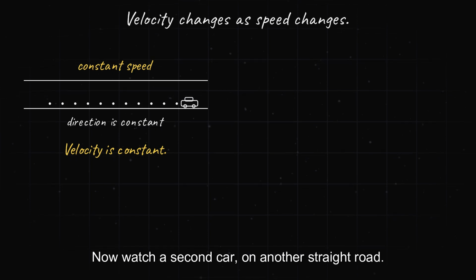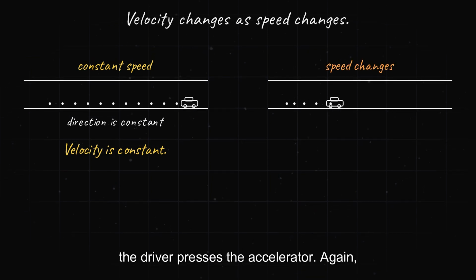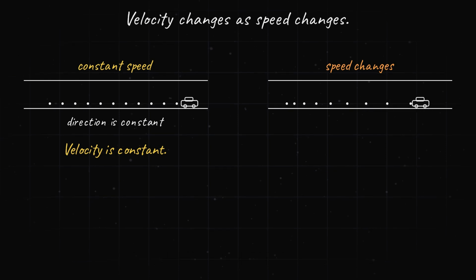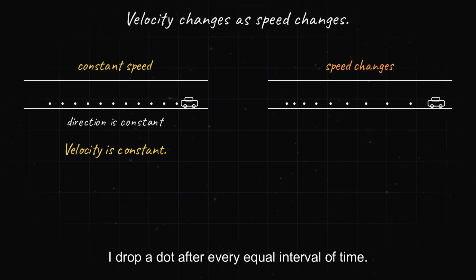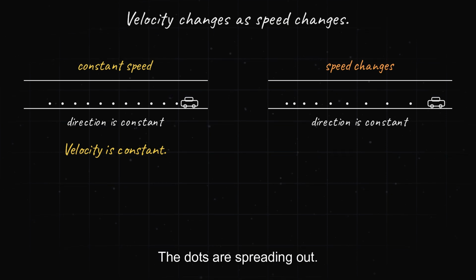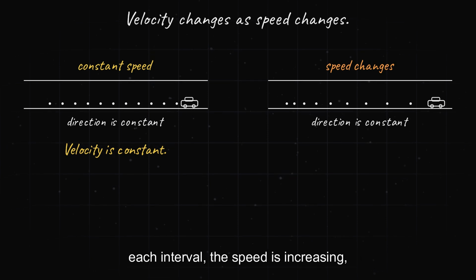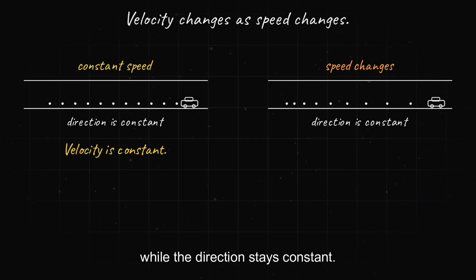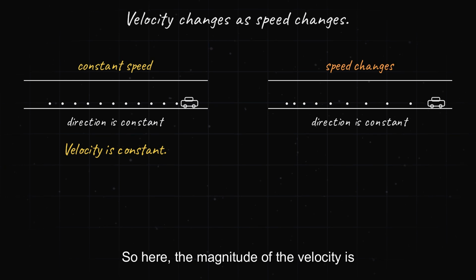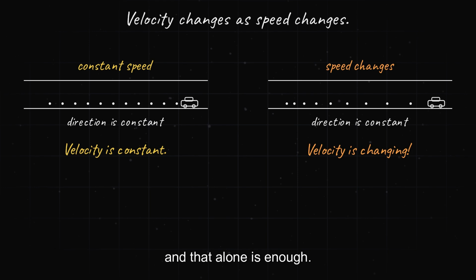Now watch a second car on another straight road. Same kind of road, same direction, but this time, the driver presses the accelerator. Again, I drop a dot after every equal interval of time. And now look at the spacing. The dots are spreading out. The car covers more and more distance in each interval. The speed is increasing, while the direction stays constant. So here, the magnitude of the velocity is changing, even though the direction is not, and that alone is enough.